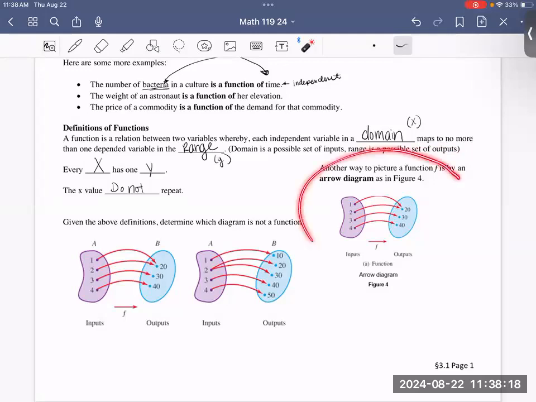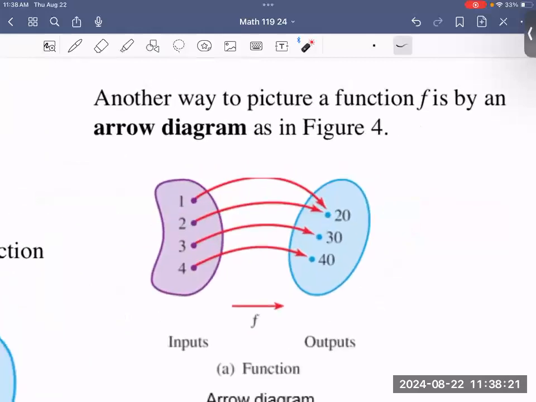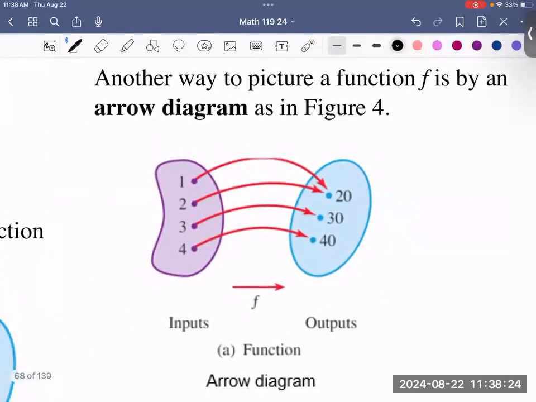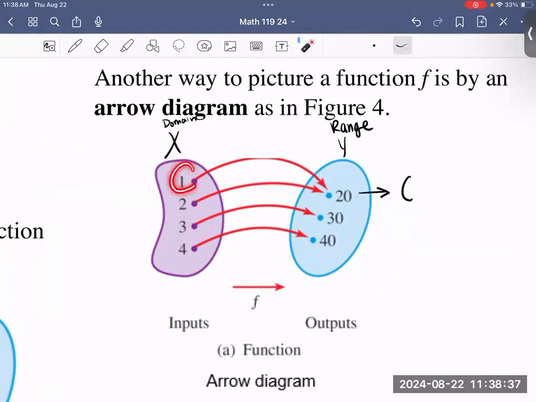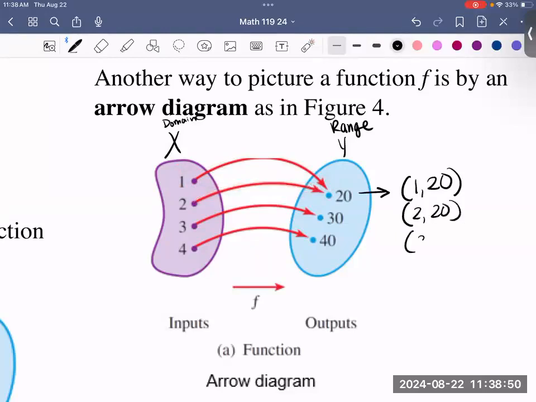Now, we also have arrow diagrams to kind of figure that out. These are your inputs and your outputs. Your inputs being your x values, your domain, and your output being your y value, your range. To read this, it can be a coordinate. This is just saying, okay, this one maps or goes to 20. So (1, 20) is a coordinate. And then you have your next one, 2 mapping to 20, and 3 mapping to 30, and 4 mapping to 40.